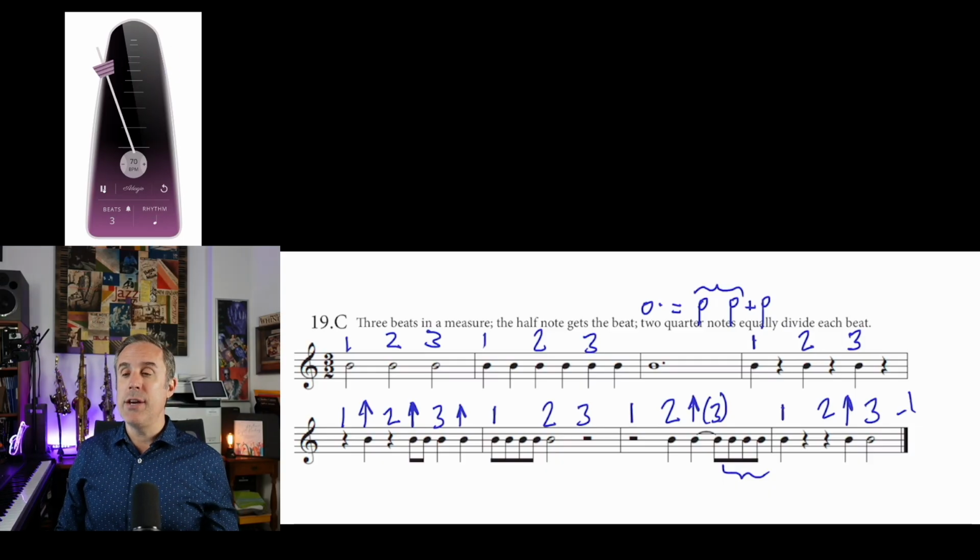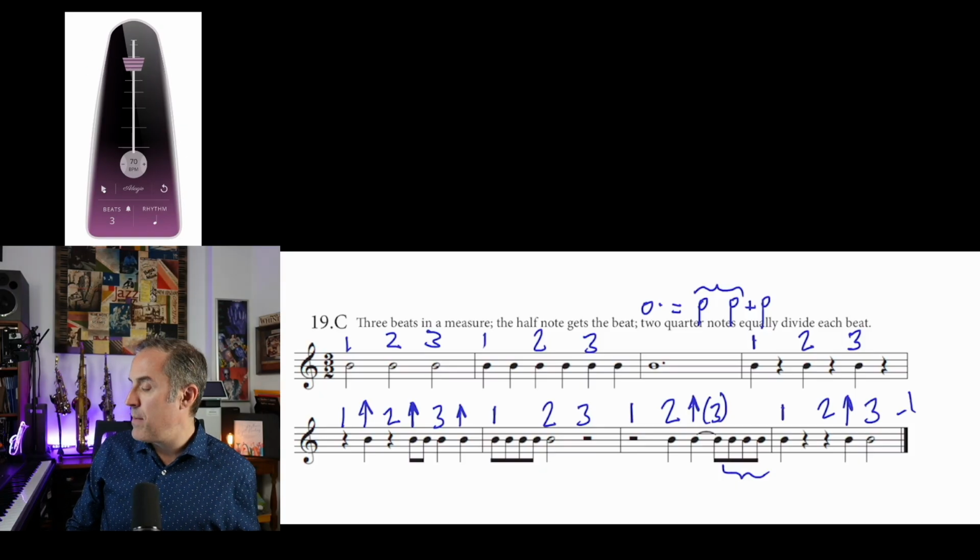1 ready and ta ta ta ta ta ta ta ta ta ta ta ta ta ti ti ta ta ti ti ti ti ta ta ta ti ti ti ta ta ta. All right, let's stop that metronome.